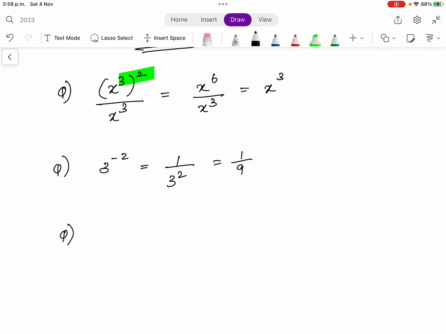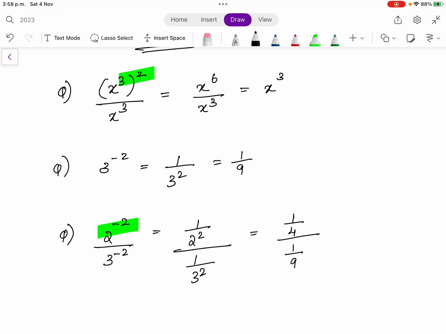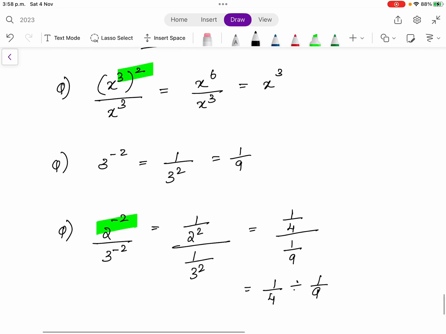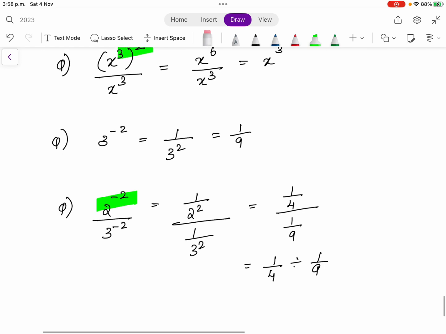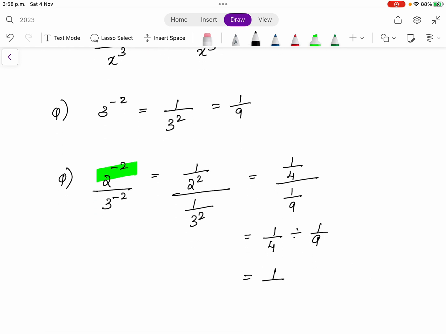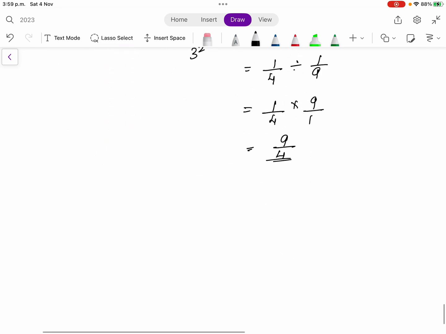Then another question: 2 to the power of minus 2 divided by 3 to the power of minus 2. So 2 to the power of minus 2 can be written as 1 over 2 to the power of 2, divided by 1 over 3 to the power of 2, which is equal to 1 over 4 divided by 1 over 9. And how will you write this? 1 over 4 divided by 1 over 9 is equal to 1 over 36. Sorry, no, it's wrong. 1 over 4 divided by 1 over 9 is equal to 1 over 4 times 9 over 1, which is equal to 9 over 4. I'm sorry about that. That was a very silly mistake. Now another question.